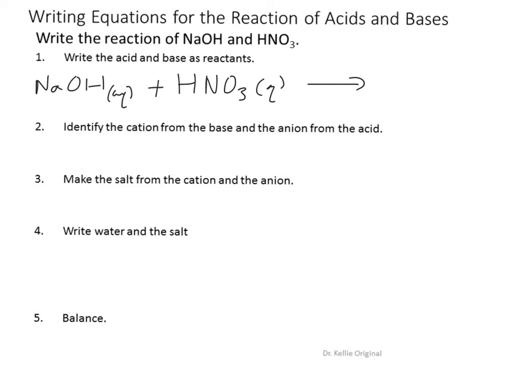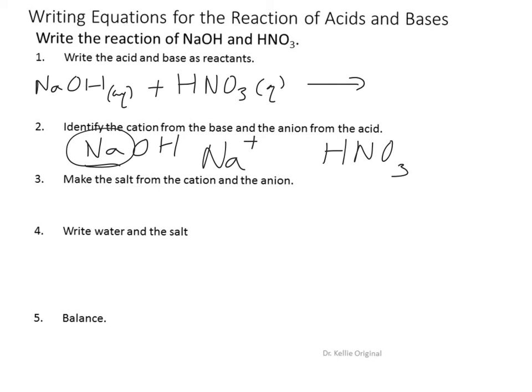Next thing you need to do is identify the cation from the base. Whatever isn't part of the hydroxide is part of the cation. So our cation is going to be sodium, which we know has a +1 charge. Identify the anion from the acid. We looked at doing that earlier today. We remove that hydrogen and add the negative sign. So we've got nitrate and we have sodium.